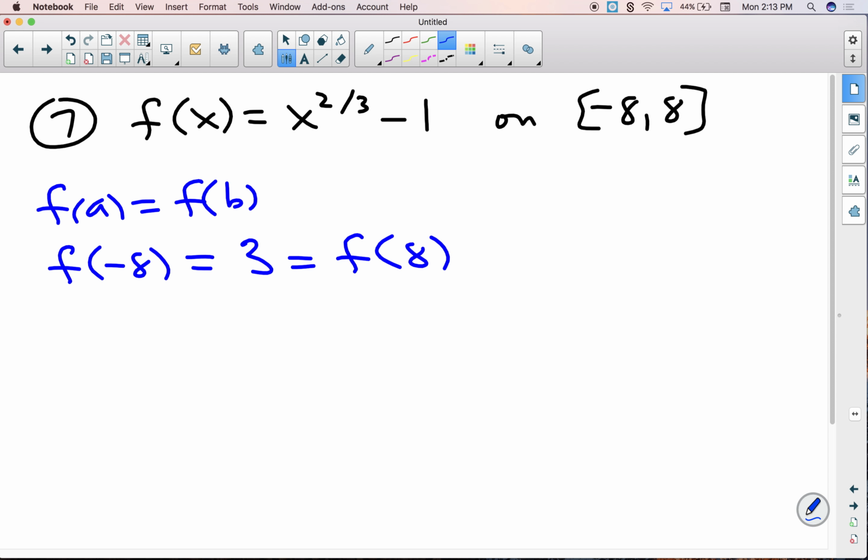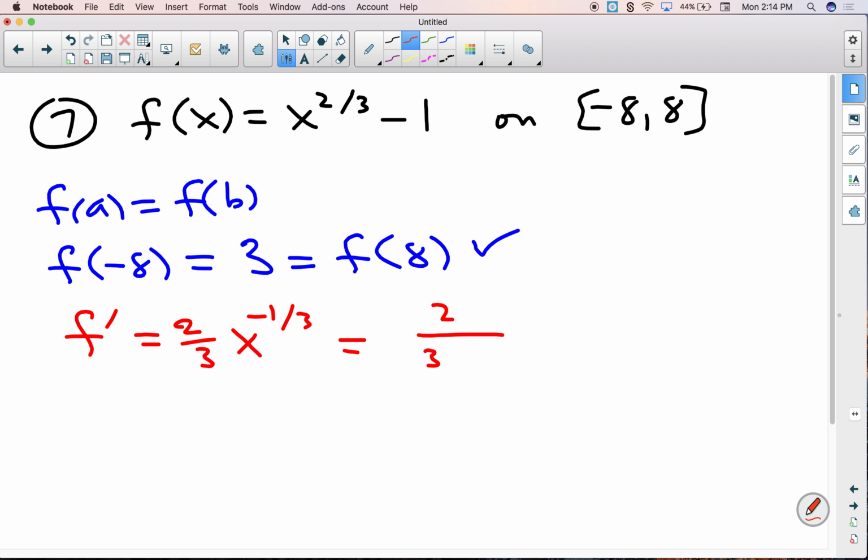Okay, so f of -8 equals f of a. So that part's good, right? f of a is equal to f of b. All right, what about differentiability? What is f prime? Well, oh no, my fault, there's roots in this. So 2/3 x to the what? -1/3, right? And here again is a good illustration of why negative exponents can be a little bit tricky, because that x there is really where? On the bottom. It's in the bottom of the fraction.